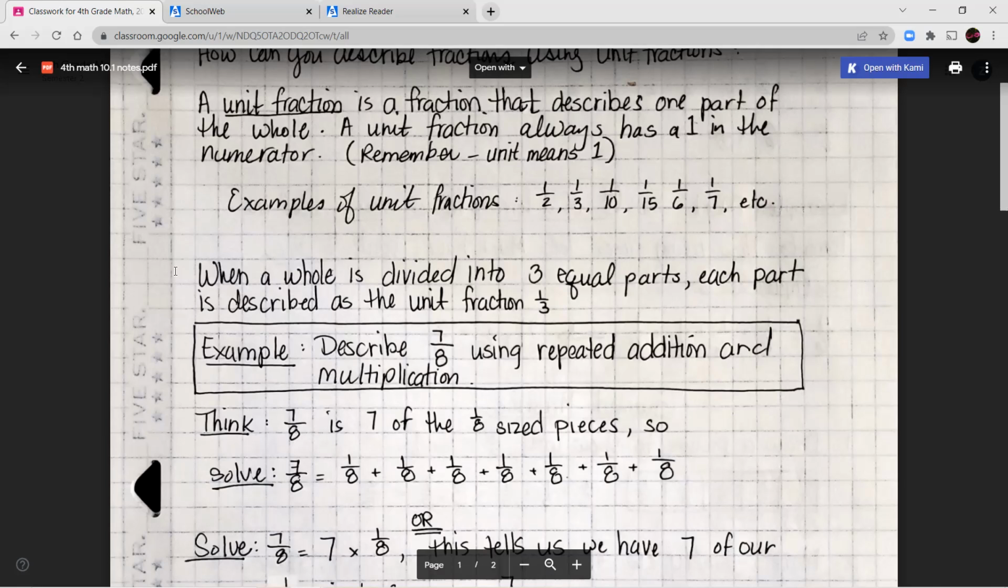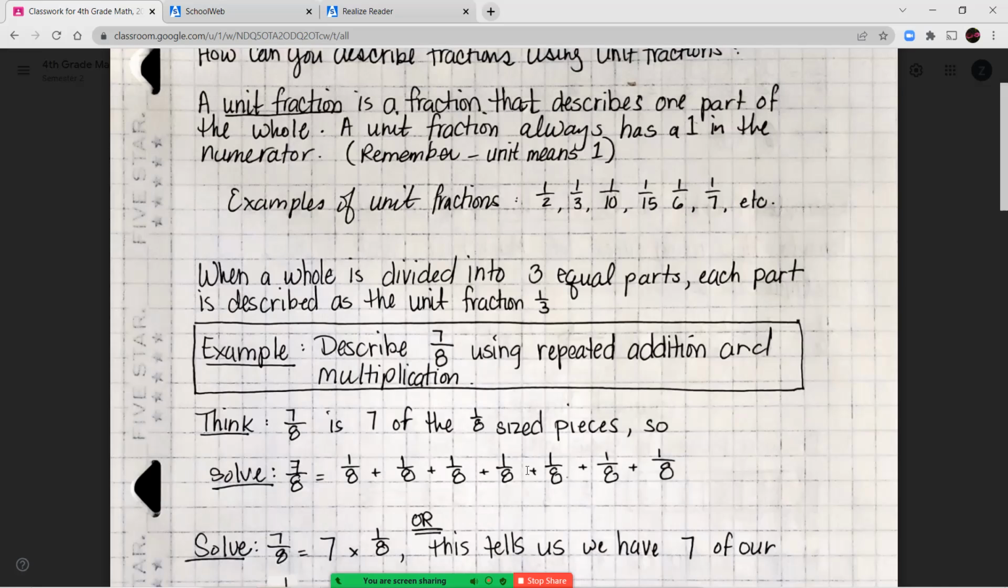Now, for our example, it says describe 7/8 using repeated addition and multiplication. How are we going to write it as repeated addition of unit fractions? With 7/8, we know there are 7 out of those 8 pieces. So we need to write 1/8 7 times. 1/8 plus 1/8 plus 1/8 plus 1/8 plus 1/8 plus 1/8 plus 1/8 will give us 7/8.